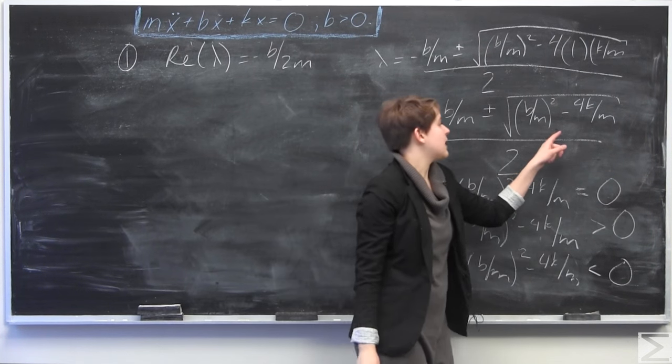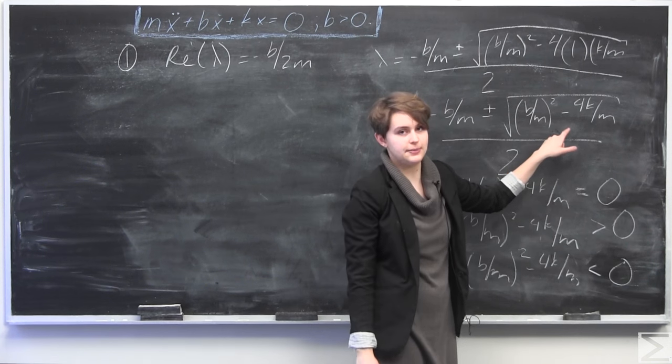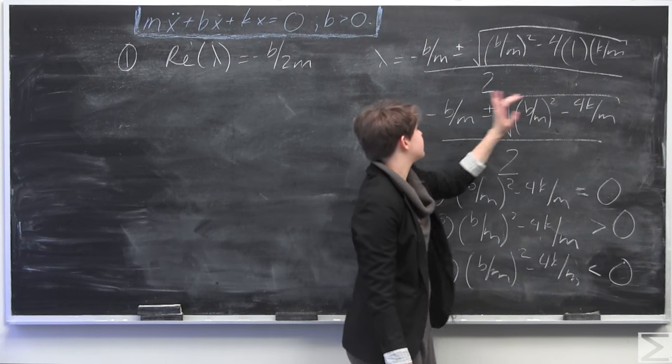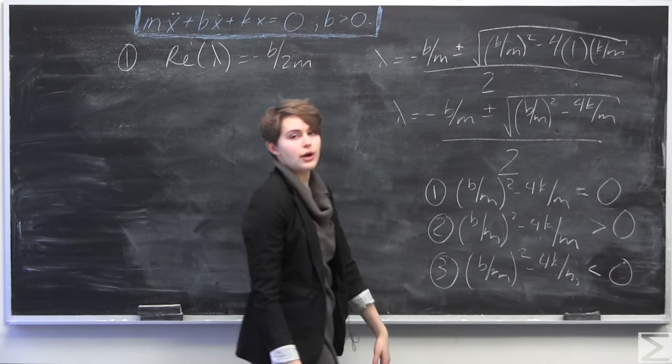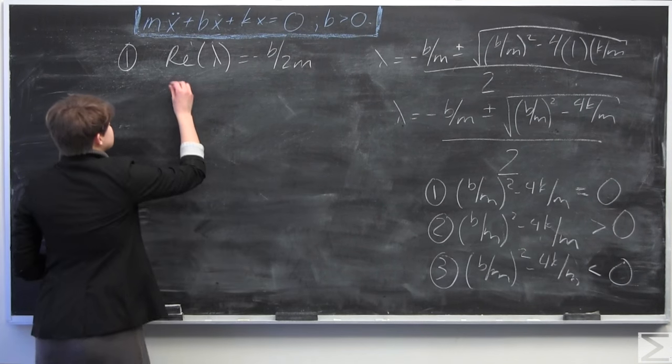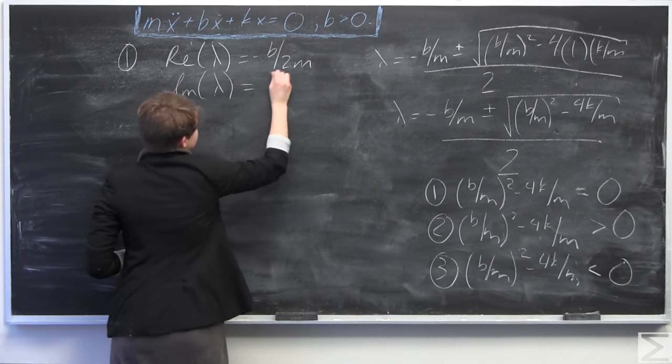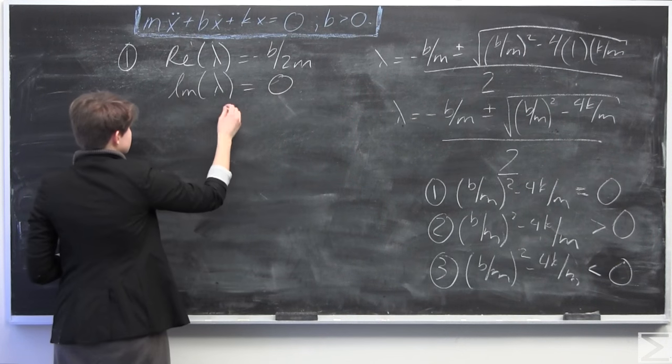Because in order to have some kind of imaginary part here, we would need to have this be less than 0 here under the radical. And this entire thing goes to 0, so all we're left with is b over 2m. And so therefore we know that the imaginary part of the eigenvalue is equal to 0.